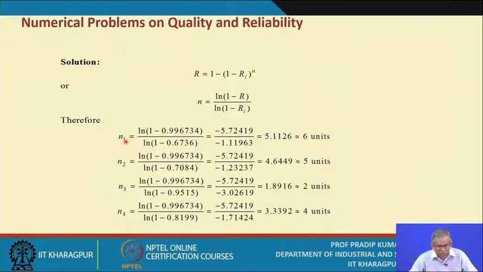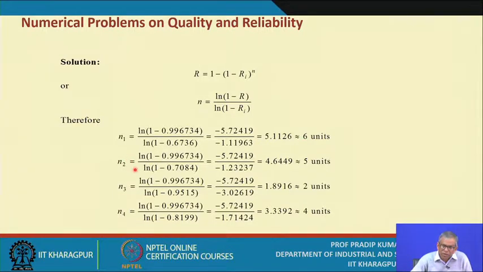Therefore, you calculate n1. This is your desired value, this is the actual value. You are here, you want to reach here. So what will be the corresponding value of n1? It is actually 5.1126, so the number cannot be a fraction. You round it off, so it becomes 6.